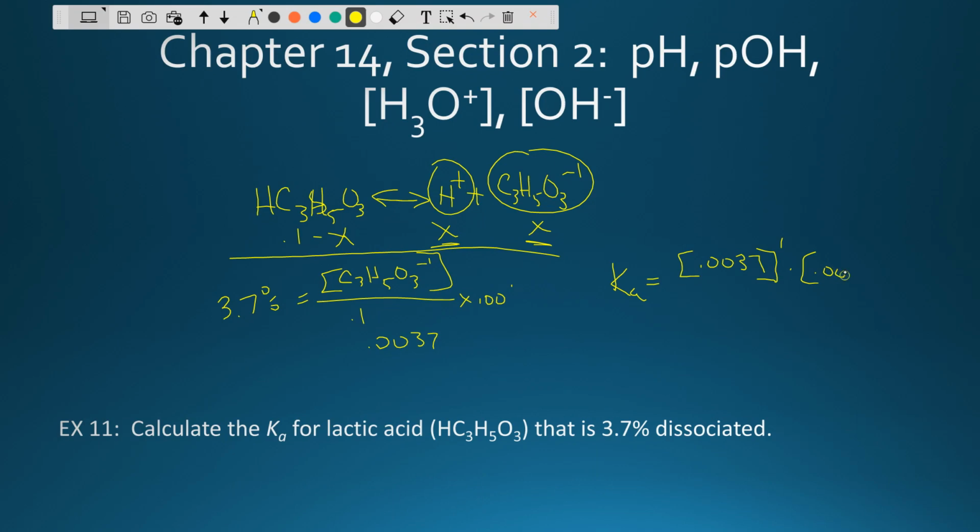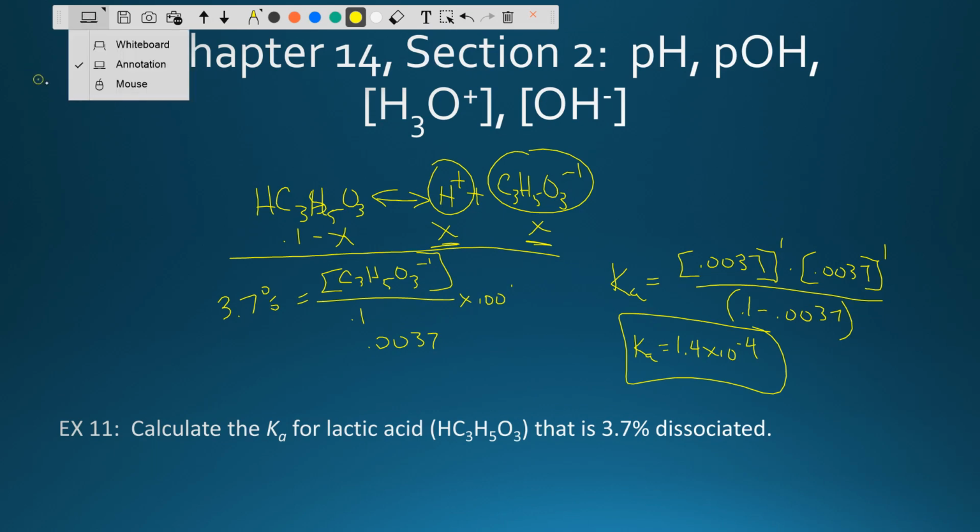0.0037, again to the first power, all over my concentration of lactic acid, which was 0.1 minus 0.0037. If I do that math, I'll end up with a Ka value of 1.4 times 10 to the -4. That's all we need to do with those types of problems.